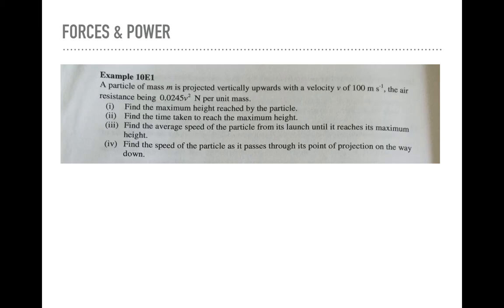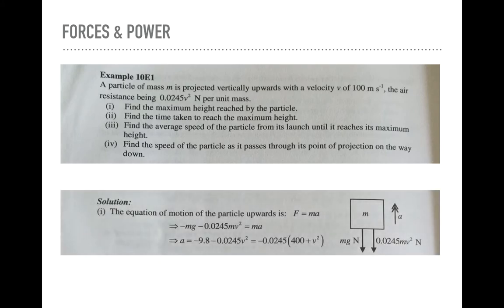The air resistance is that value times v squared newtons per unit mass. So if we're looking for the total air resistance, it'll be 0.0245 v squared multiplied by m, because the mass is m. And we're looking for a few things. Maximum height. So we're going to get our equations, and then for the maximum height, we know that the final velocity is 0, and we're looking for a relationship between v and x, so we're looking for x. Let's have a look at that one first.